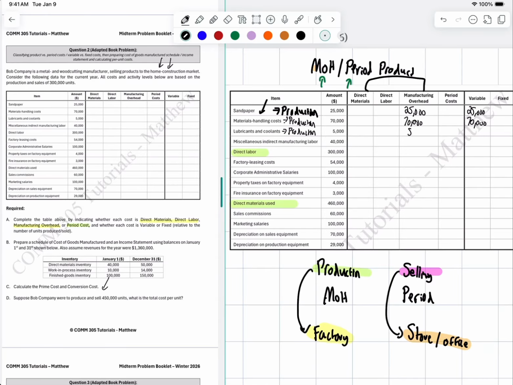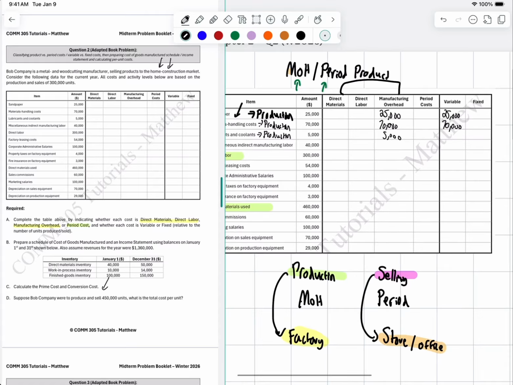Let's put 5,000 here as overhead. Okay. And I'm also going to put it as variable, right? Because the more you'll make, the more the machines will run. Therefore, guys, the more you make, the more you'll use because the machines will be running longer. Therefore, it will vary. Okay.